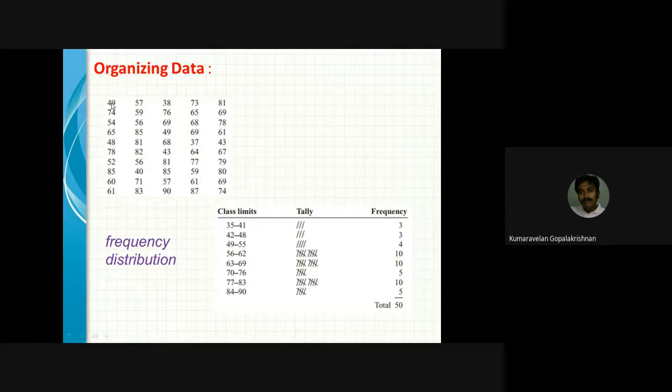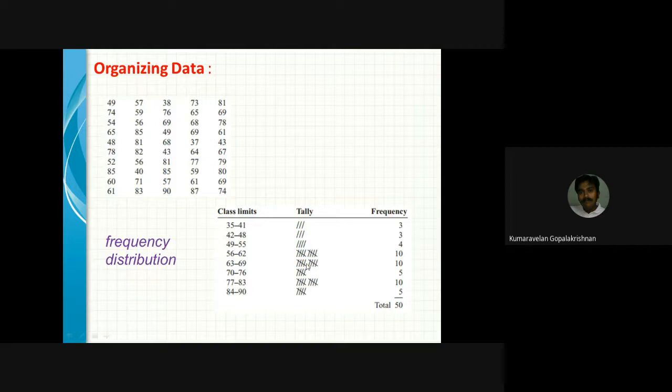Then you have to process each data value. Take the first data, 49. Where does it fit? It fits here, sorry, 42 to 48. So put one tally. The entire result I have pasted here, but initially you have to do it like this: take one data value, check the limits, put the stick symbol, and count its frequency as a tally.